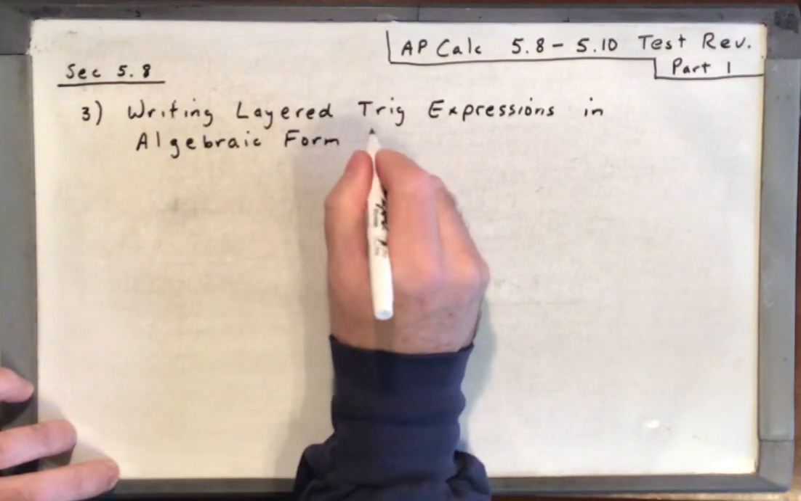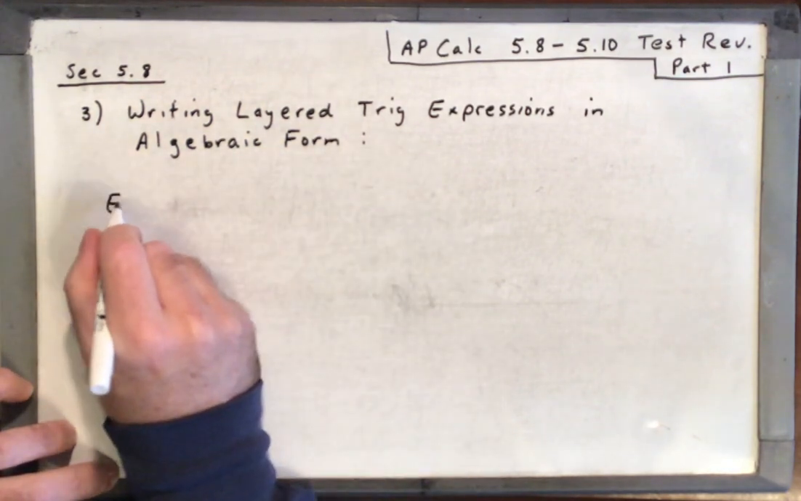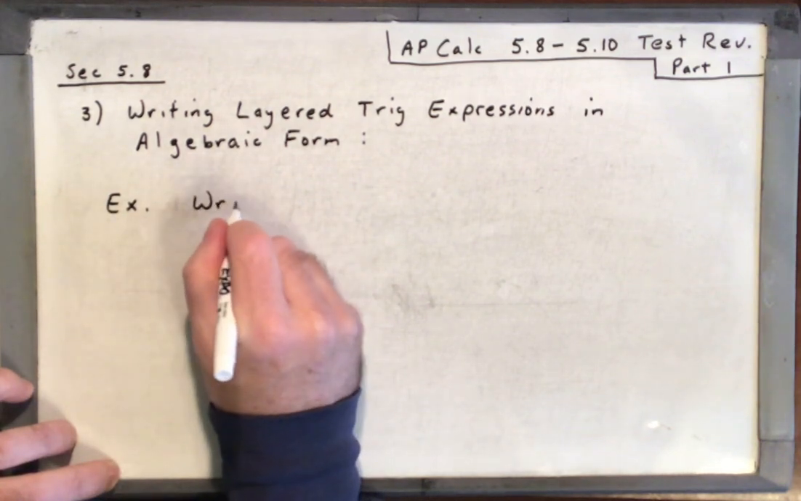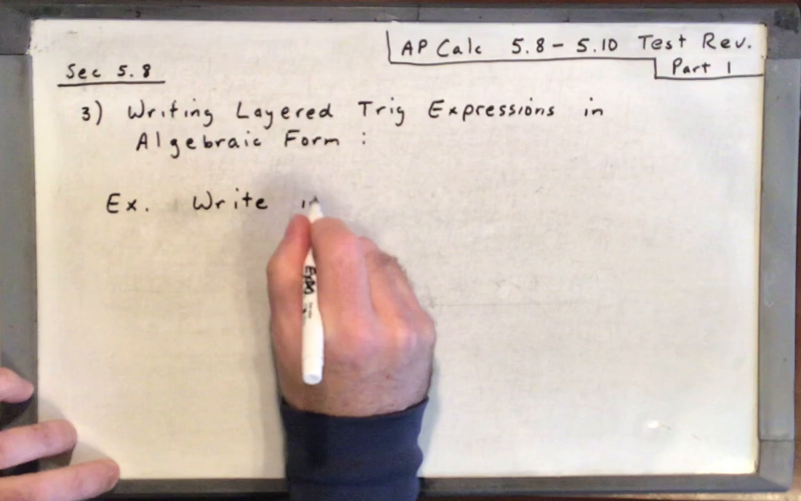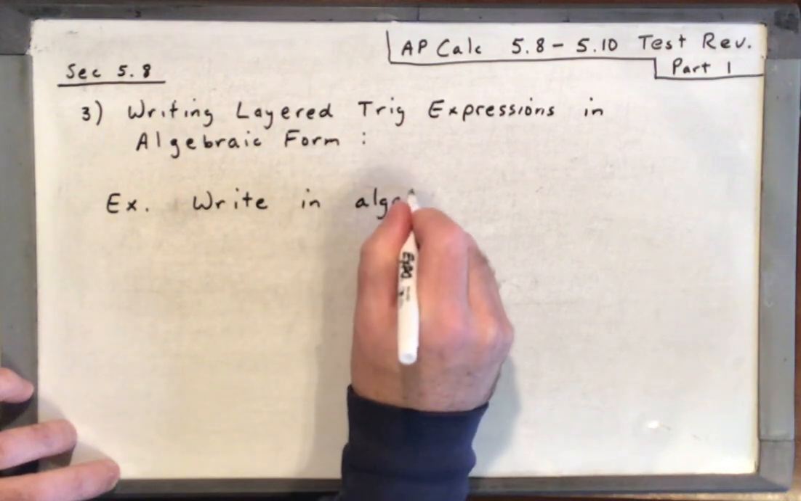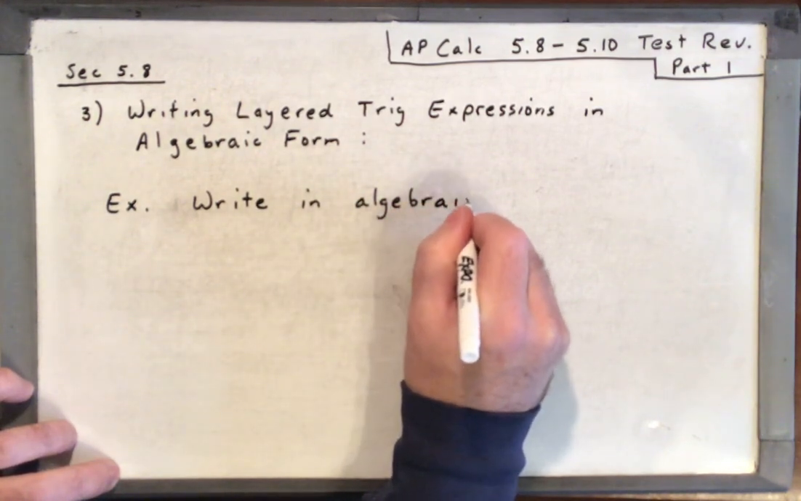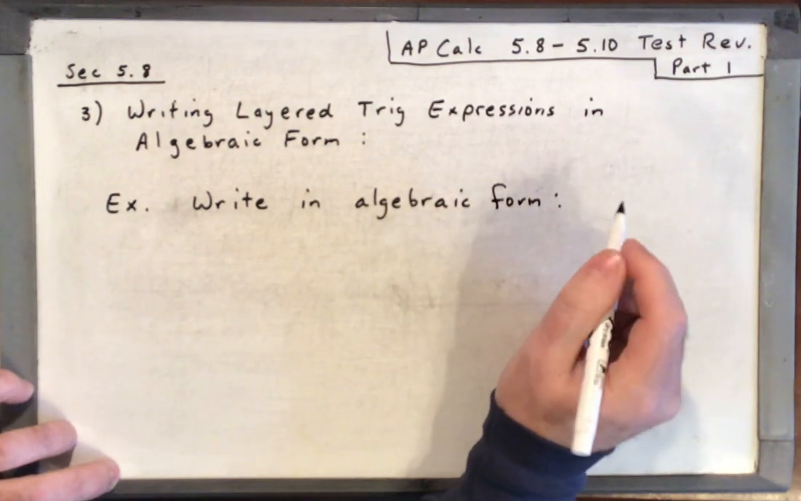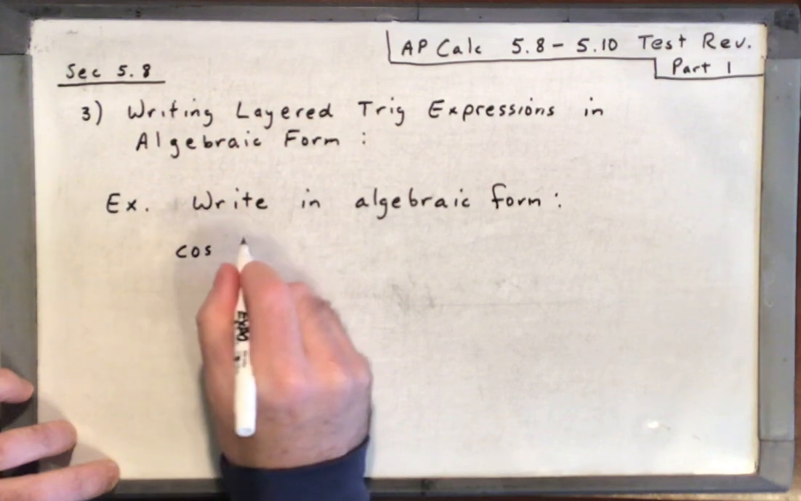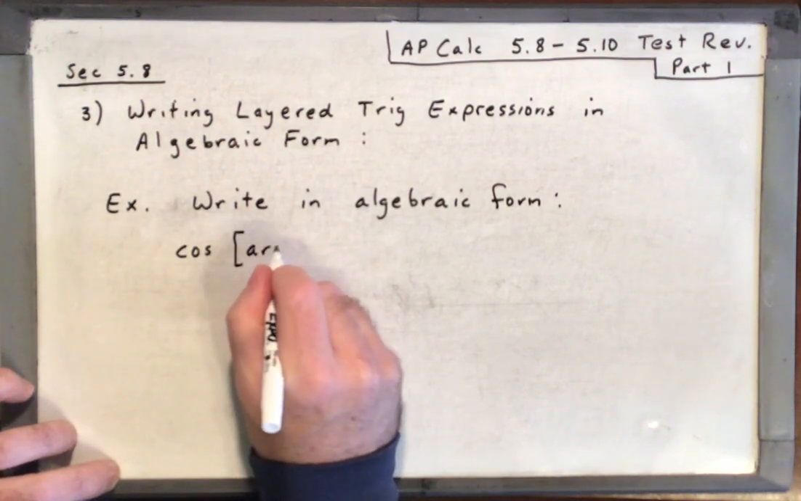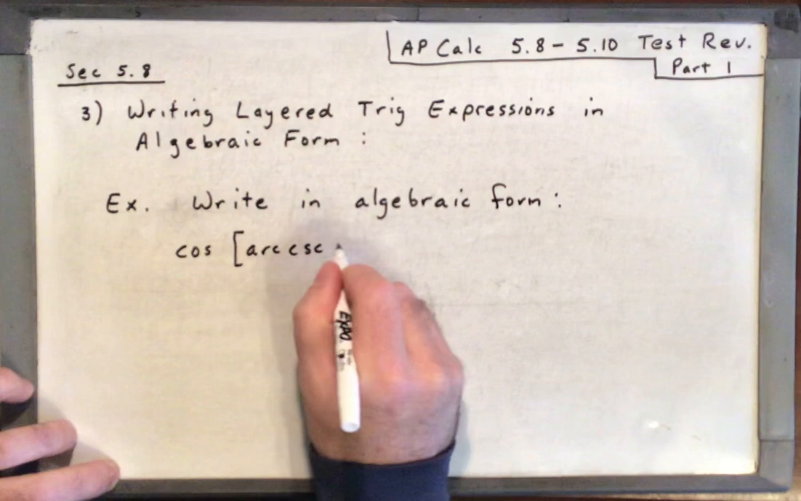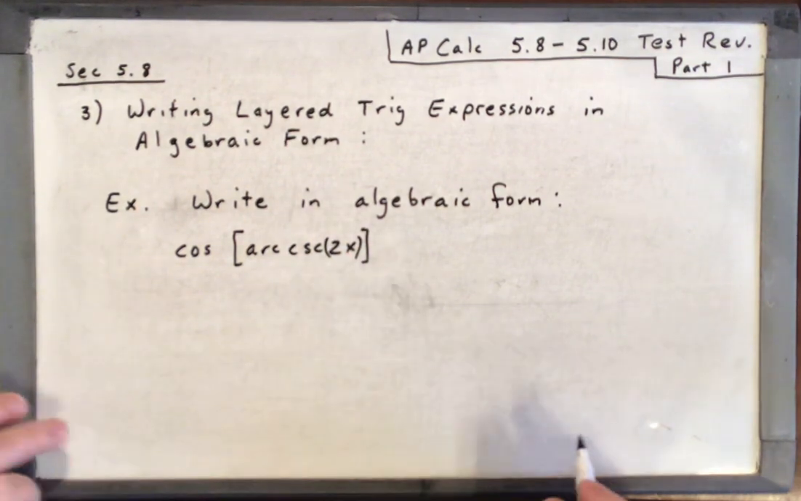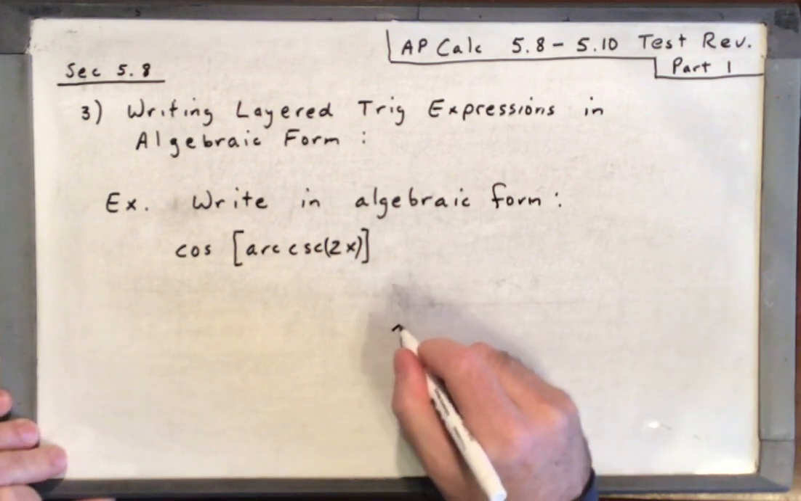Okay, let's see if I can remind you how to do these. Write in algebraic form cosine of the arc cosecant 2x. Okay, so you want to draw a triangle.